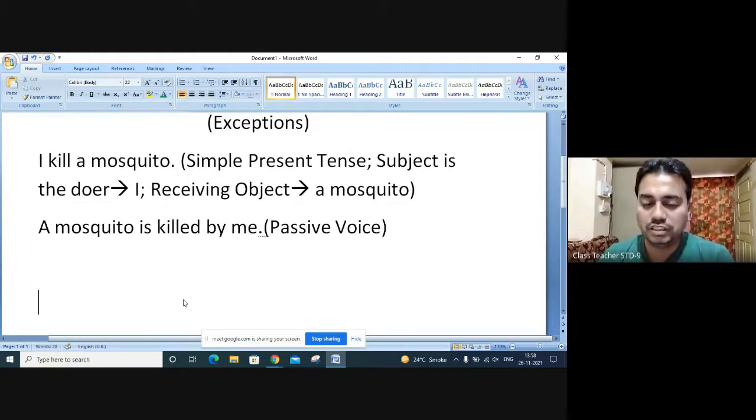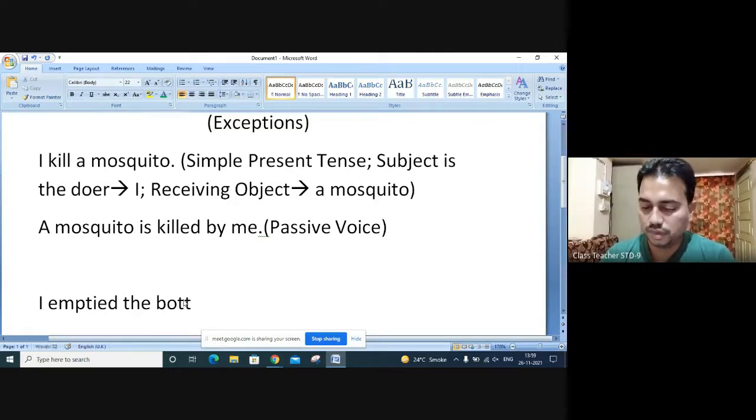Okay, now let's see again. Let's do another example. I emptied the bottle. Yes, the sentence is in active voice. Yes, because who emptied the bottle? Emptied the bottle, right? So subject is I, active voice, because subject is equal to doer, right?